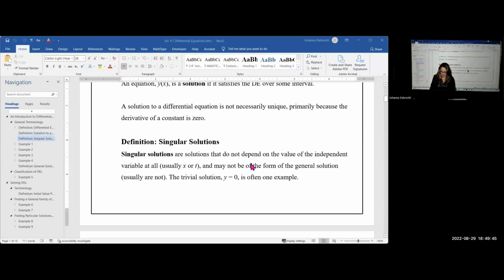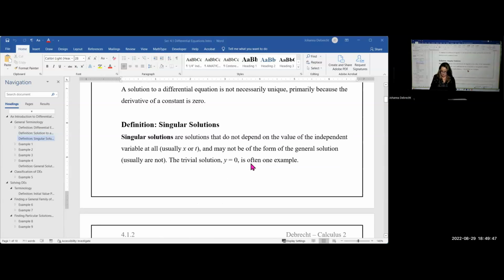So let's now talk about what singular solutions are. Singular solutions are solutions that don't depend on the value of the independent variable. Now, usually the independent variable in a differential equation is either x or t, and usually t is representing time. Now, the singular solution may not match, in fact, probably won't match, the form of the general solution. Remember, we said there's more than one solution.